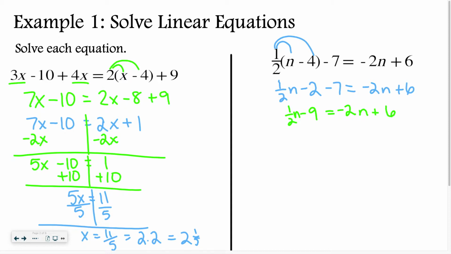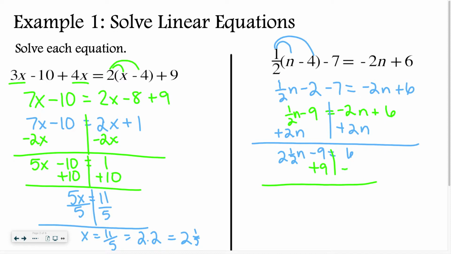And when I do that, if I add 2n to both sides in order to get the variable on one side of the equal sign, I have 2.5 n. Wow, my writing is terrible today, guys. I'm sorry. 2.5 n minus 9 equals 6. Then from there, I'm going to move that 9 over. And I have 2.5 n equals 15. Then if I divide both sides by 2.5, maybe at this point you've switched to a decimal just because it's easier to type in on a calculator, you get n equals 6.